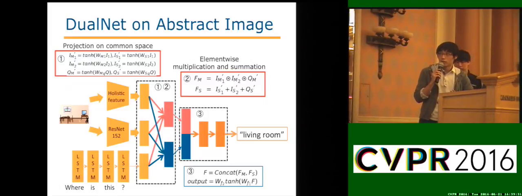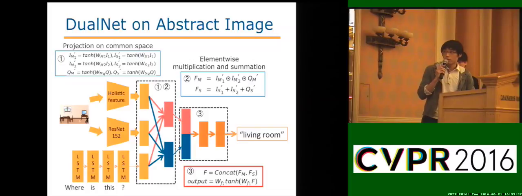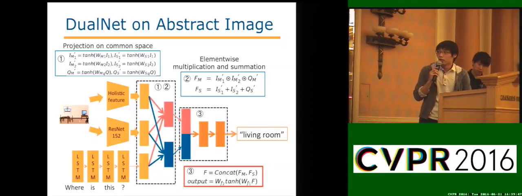In the second step, we conducted element-wise multiplication and summation. And finally, we concatenated the image feature from multiplication and summation. On this slide, the red block means the feature from multiplication, and the blue block means the feature from summation. We concatenated these features and input them to the fully connected layers.